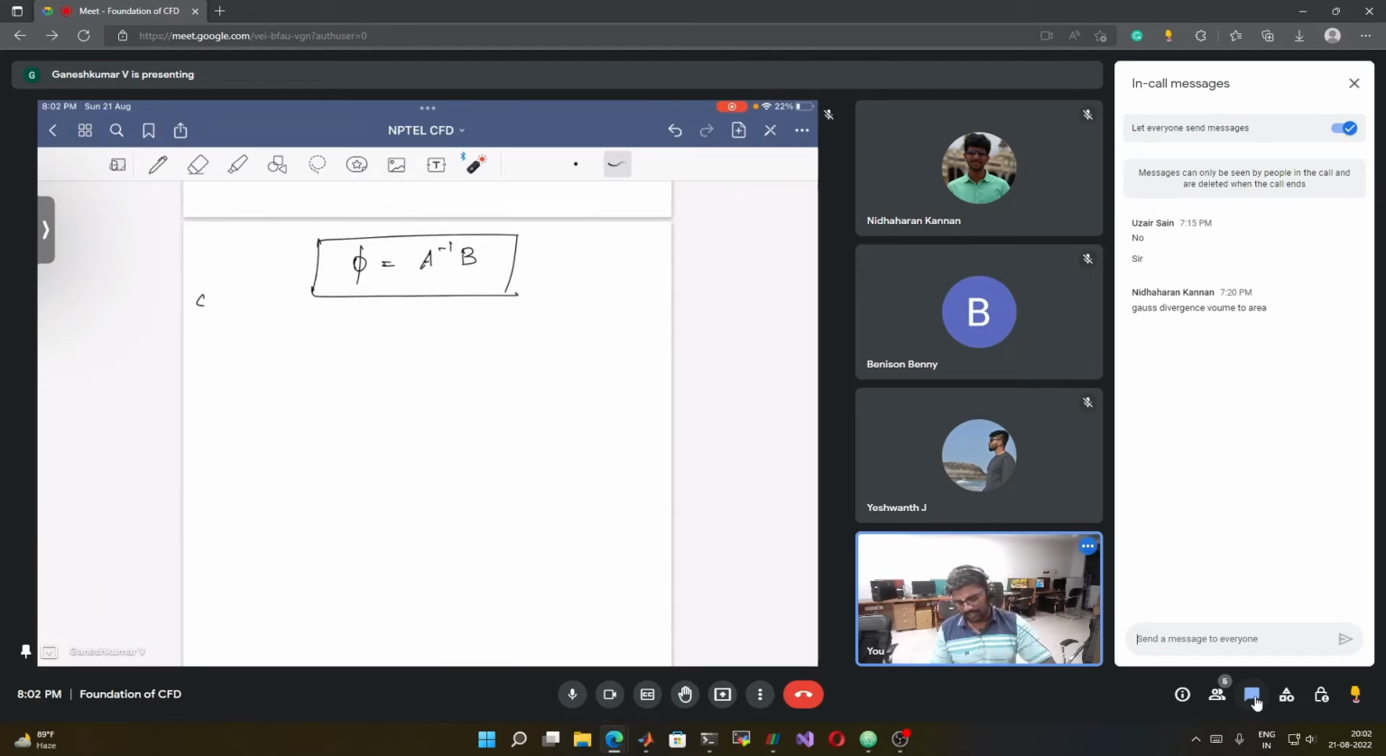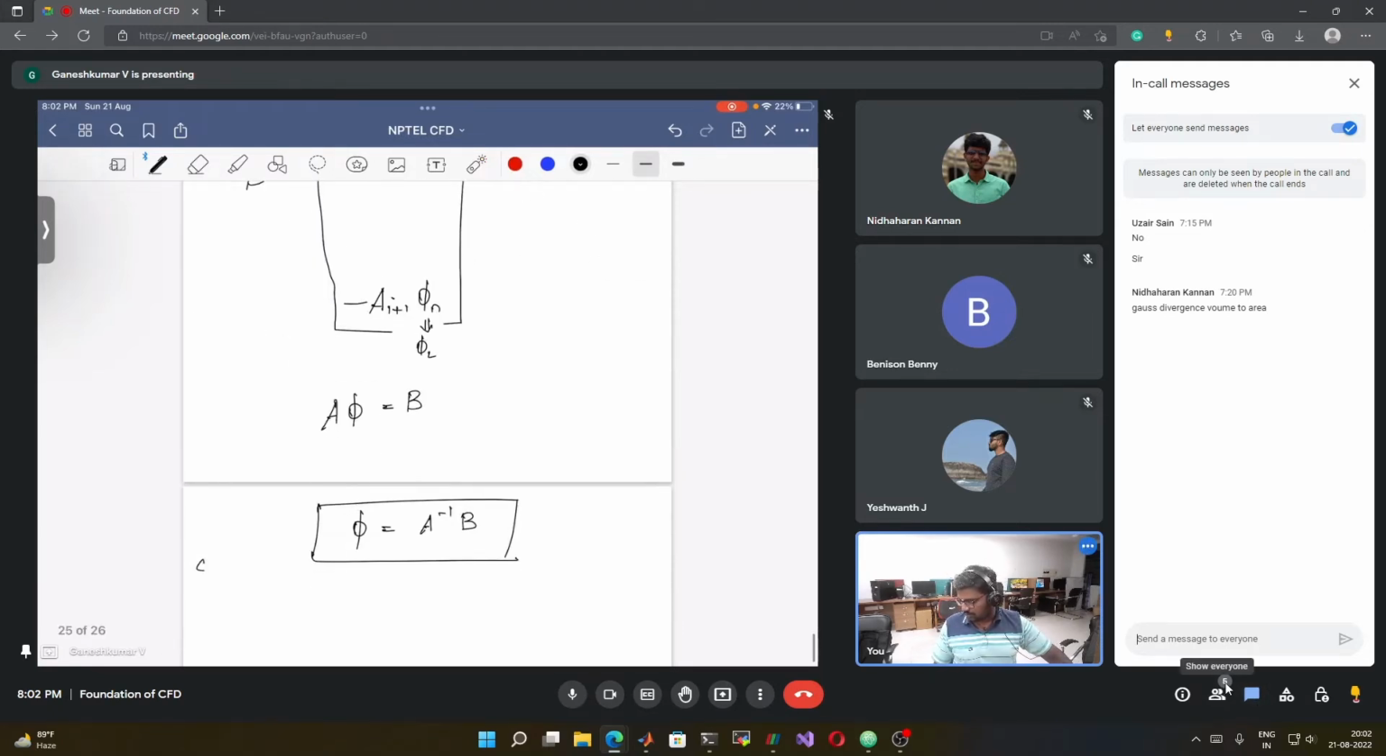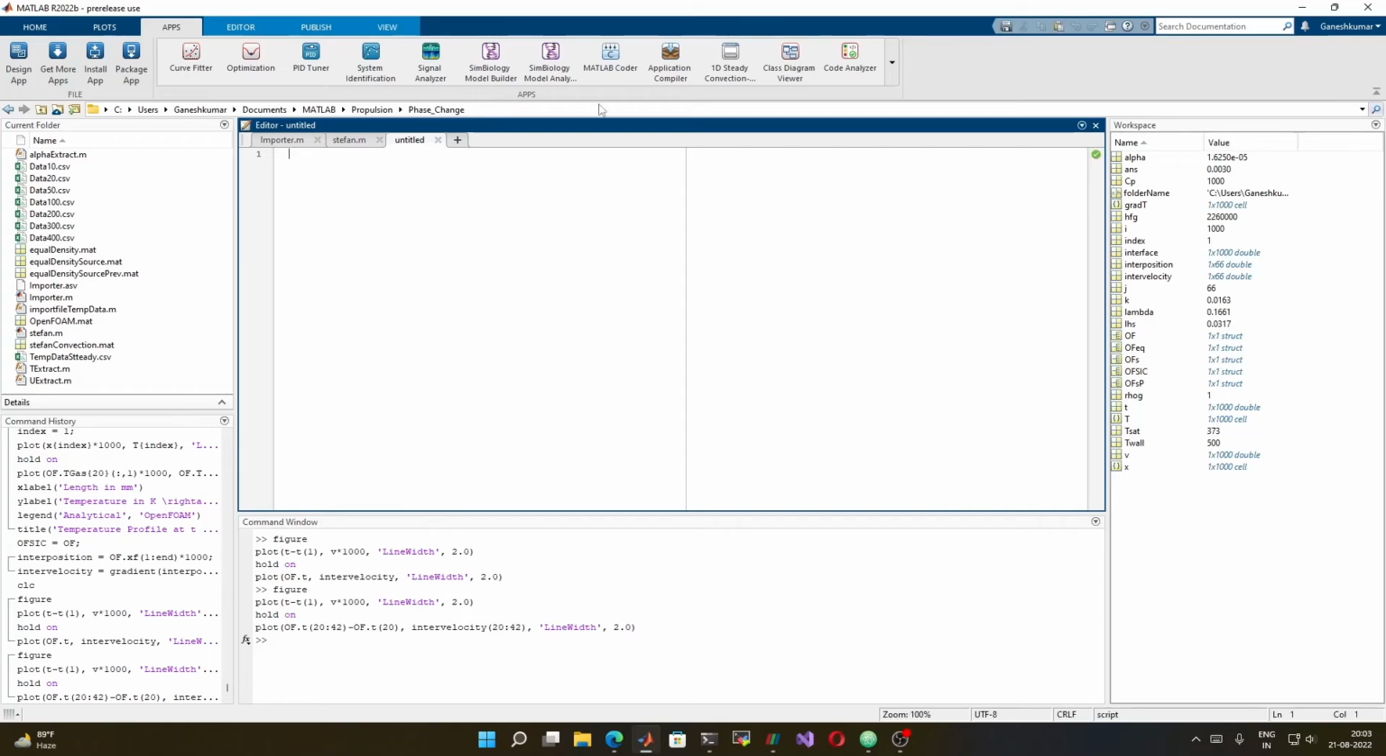I've already done that. I won't show you the program, because I encourage you to program it. If you just change the scheme, you are going to get a different solution. Similarly, if you change the nodes, you are going to get a bigger matrix and a more accurate solution. So I am not going to show you the program, but I will show you the results.